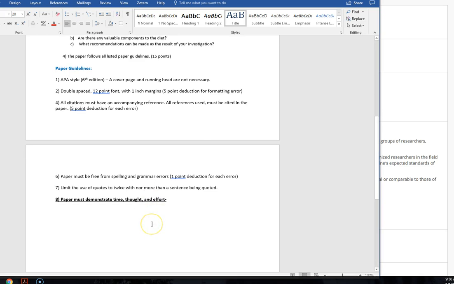Your paper should be free from spelling and grammar errors, of course, and you have a limit on quotes. So I would honestly say it's best never to quote. If you feel like you're just forced into it, no more than 2 sentences. And obviously the paper should demonstrate thought, time, and effort.